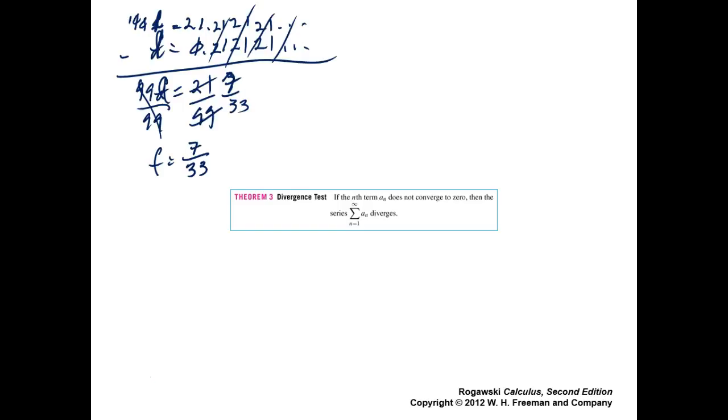0.212121... Yeah, that's what we started with. See how that works? That's why I asked you to begin with. Did you ever do this? That's how you get any repeating decimal into a fractional form.